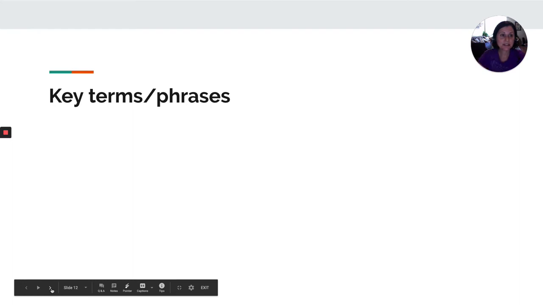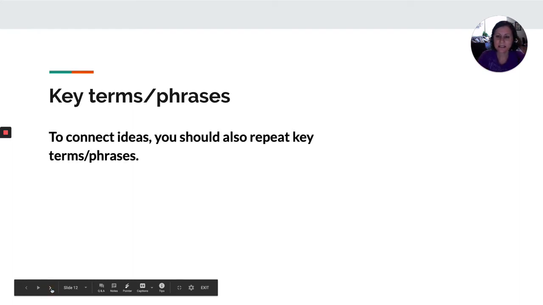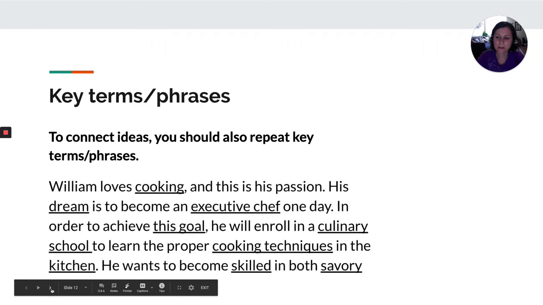The third strategy is to use key terms and phrases. To connect ideas, you should repeat the key terms and phrases depending on your topic. William loves cooking and this is his passion. His dream is to become an executive chef one day. In order to achieve his goal, he will enroll in a culinary school to learn the proper cooking techniques in the kitchen. He wants to become skilled in both savory and desserts.